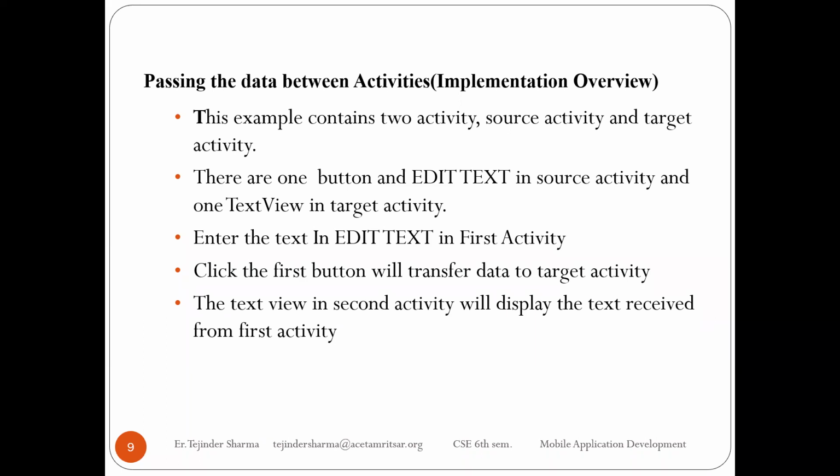First, you will create two activities. Name one activity as source activity, another activity as target activity. There should be one button and edit text in the source activity and one text view in the target activity. Then you will enter the text into the edit text box in the first activity. On the click of the button, this text will move to the second activity, and the text view in the second activity will display the text which you have sent from the first activity. So let us make the changes. We'll create a project, that is again an Android project. So let us do that.